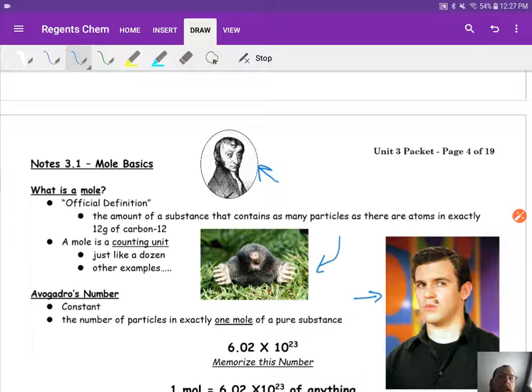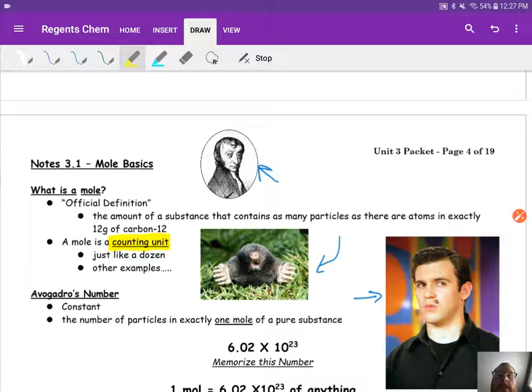Okay, so the mole is the official definition. It's the amount of a substance that contains as many particles as there are atoms in exactly 12 grams of carbon. So the way that we want to think about the mole is that it's a counting unit. Okay, so it's just like a dozen. If I said dozen, you guys would say 12, right? So if I had a dozen eggs, I have 12 eggs. If I have a dozen pencils, I have 12 pencils. If I have a dozen cars, I have 12 cars.